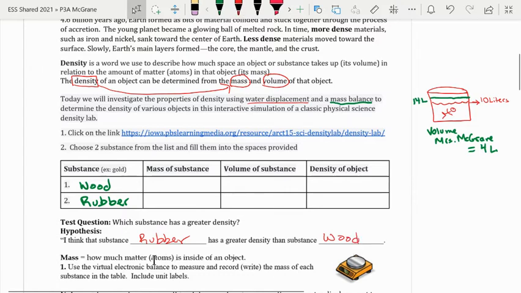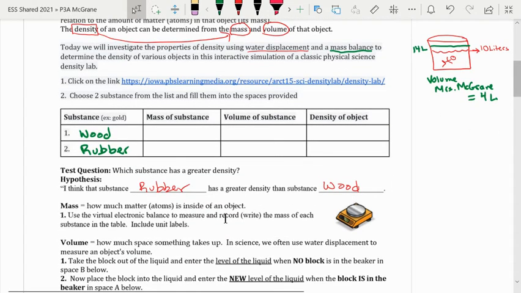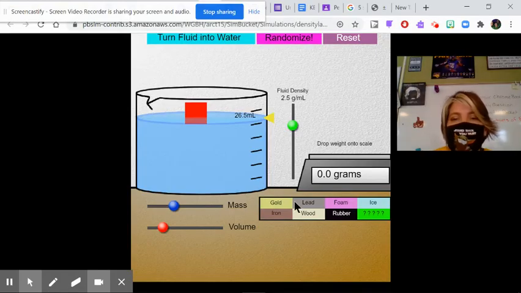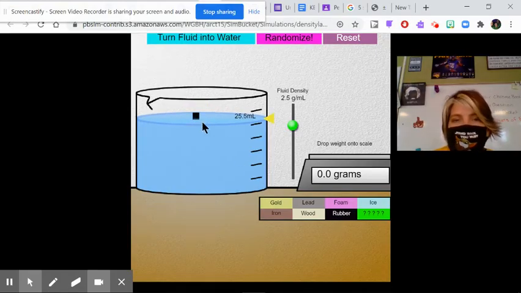Now, mass is how much matter or atoms are inside an object. You're going to use the virtual electronic balance to measure and record, meaning write, the mass of each substance in the table. So how do we do that? Let's go back. And I think I said rubber. So I need to take this and pull it out of the water and drop it onto my scale.